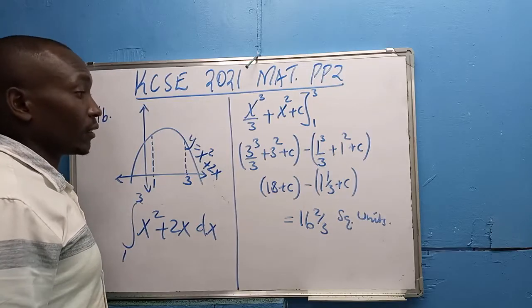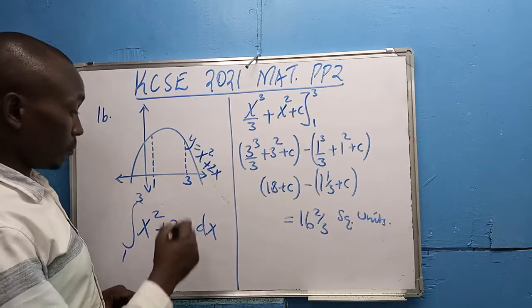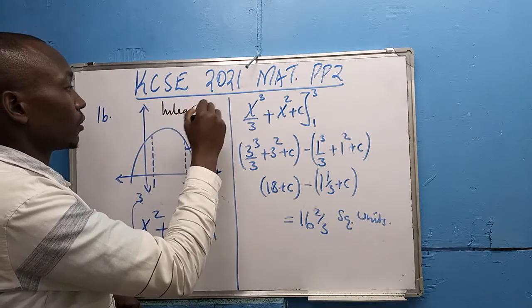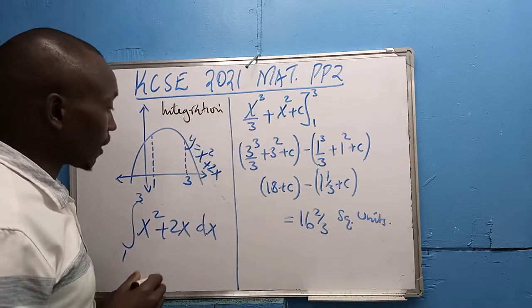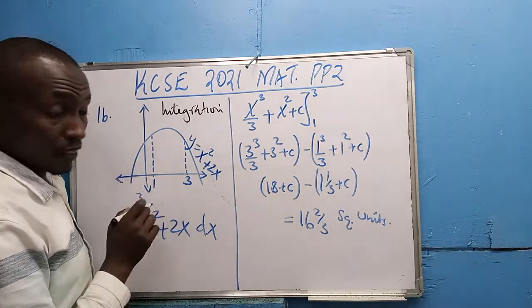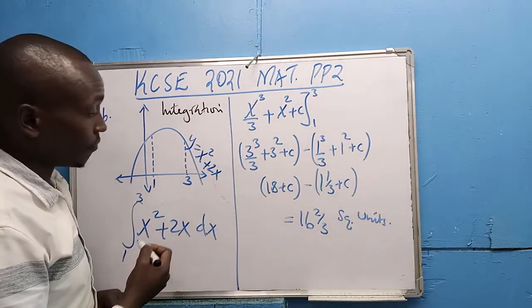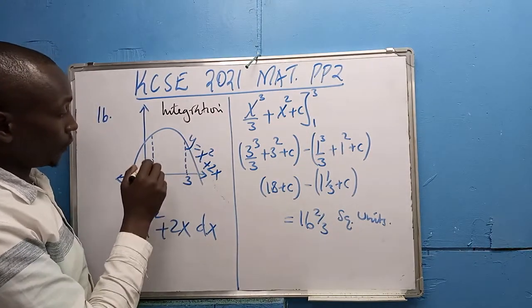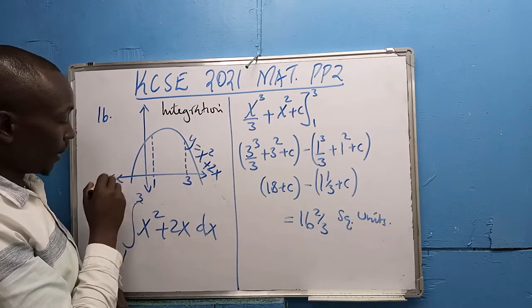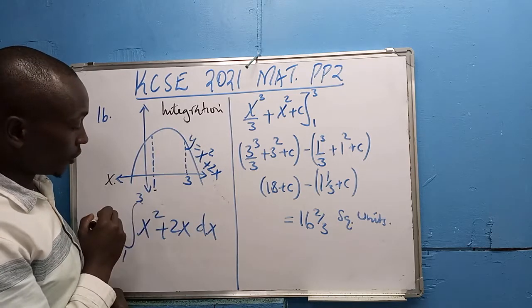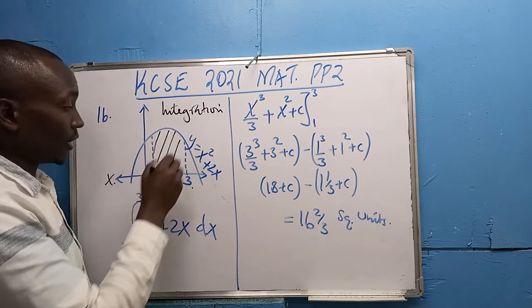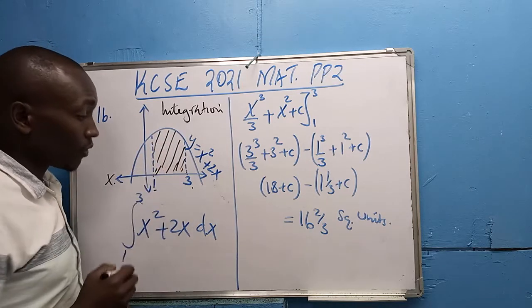With question number 16, you're supposed to do something called integration. What exactly are we asked to do? The student was expected to find the area. This is just a sketch I've done. The area between the curve, or that is enclosed by this curve, and the x-axis from the point x equals 1 to x equals 3. So basically we're finding the area under this curve.